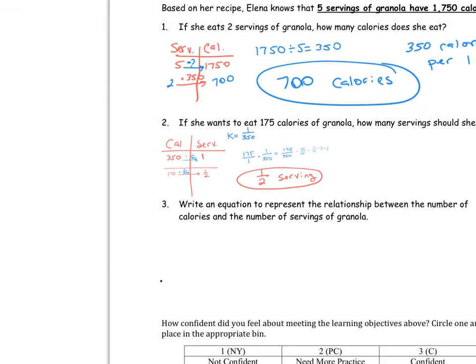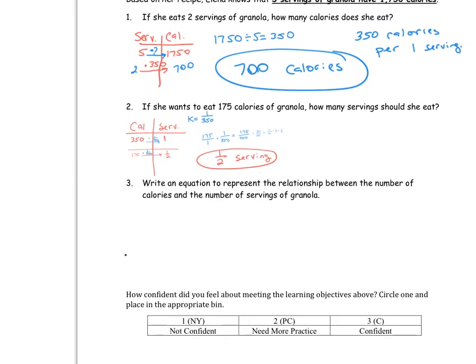All right. Question number 3 says, write an equation to represent the relationship between the number of calories and the number of servings. Now, there are 2 possible equations that you can have, so I'm going to divide my answers in half. If I were to use the first table.